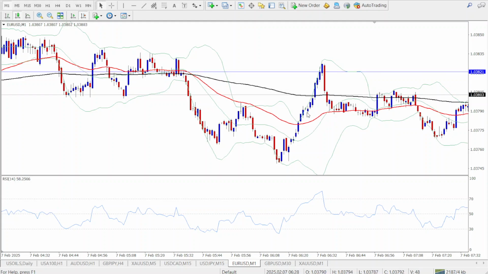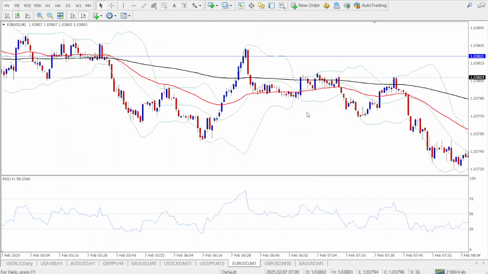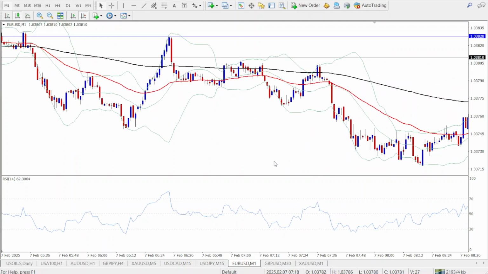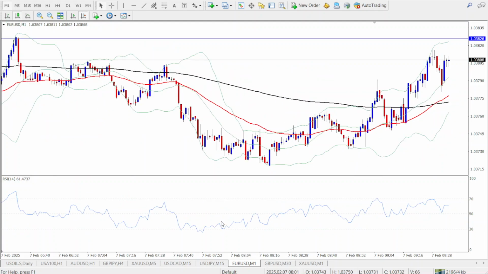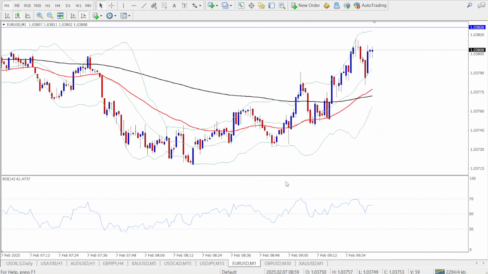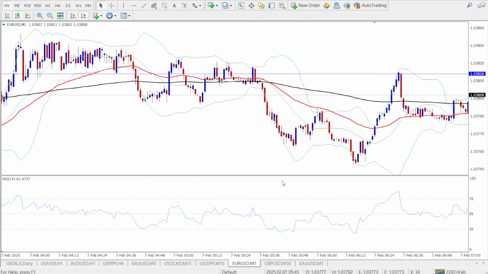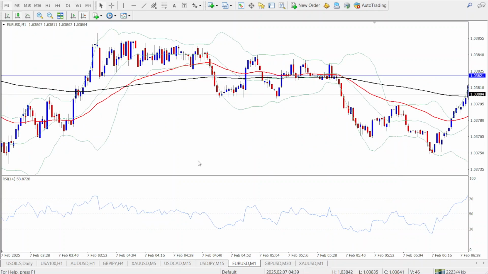Once that has happened, you look for RSI confirmation. For buy trades, the RSI should be above 30 but below 70, confirming upward momentum. For sell trades, the RSI should be below 70 but above 30, confirming downward momentum. Once all of this has been confirmed, then you enter your trade.